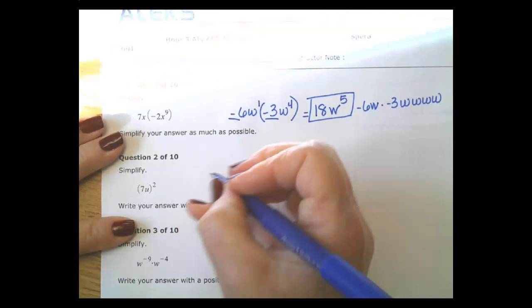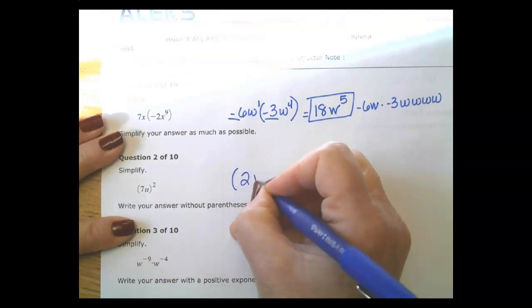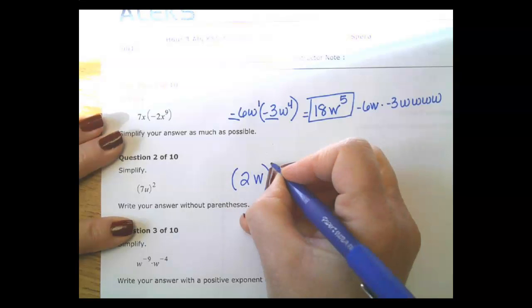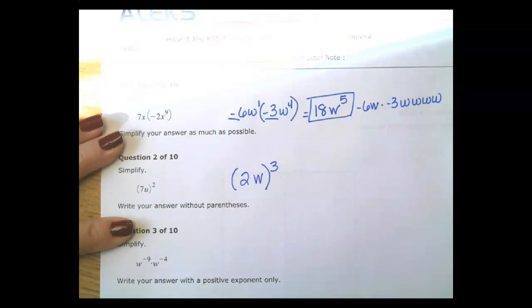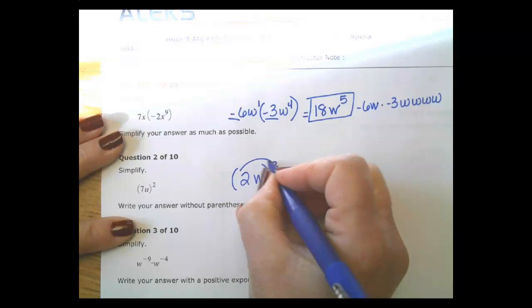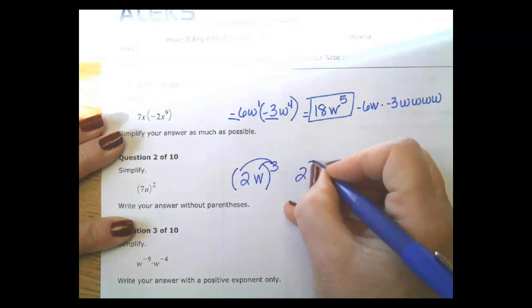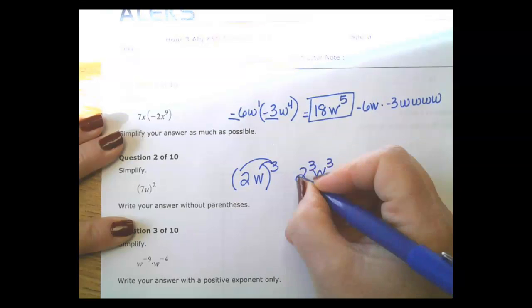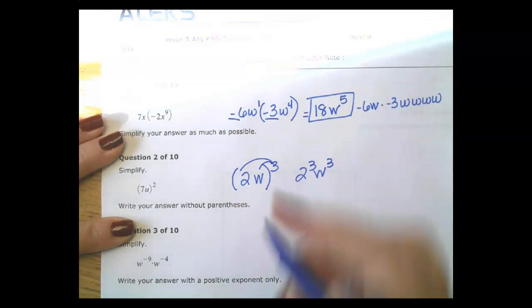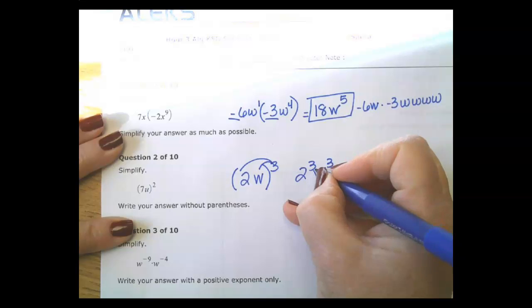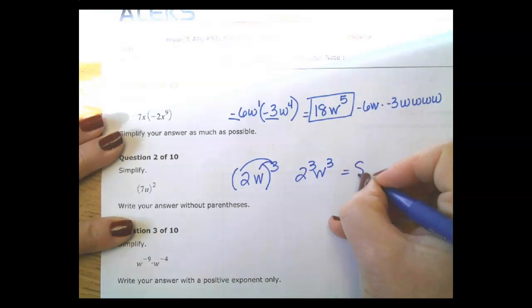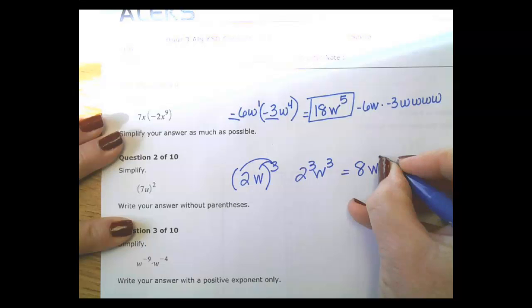Next, this is a little bit different. So if I have 2w, and I make this to the third power, I'm going to distribute. This is different. It's on the outside, so I'm going to distribute. So 2 to the third, w to the third. Now, sometimes they'll want you to solve that. So 2 times 2 is 4 times 2 is 8. So that would end up equaling 8w to the third.